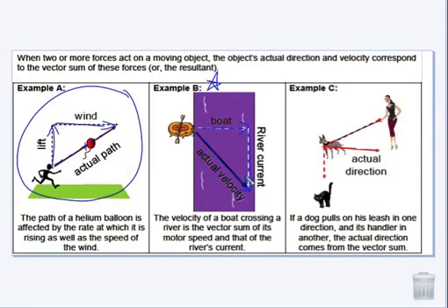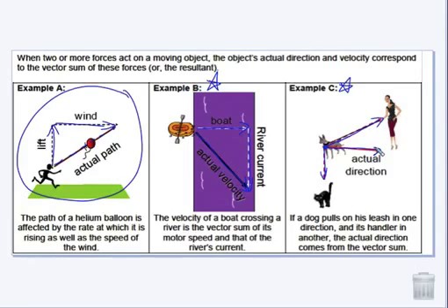Now another example is for C, you have a dog walker and the dog is attached to the leash. Well, the owner of the dog is pulling back on the leash. So the force for this vector is going this way, but the dog wants to go and chase this cat that's right below him. So the dog is pulling that way. Well, the path that this dog is actually going to take is this one because of the two different forces that are affecting the direction of the dog. Okay, so those are three different examples.